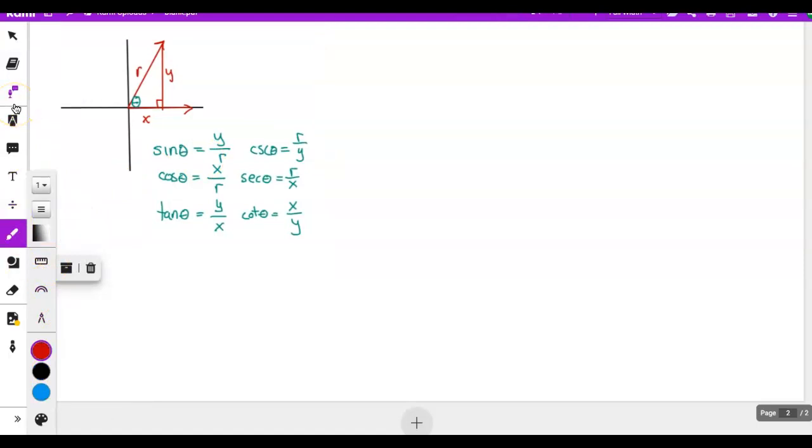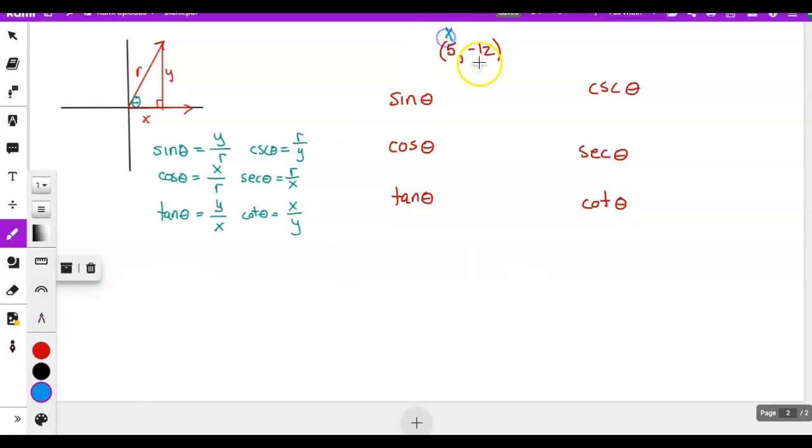I'll give you an example here. So we'll say, suppose the terminal side of an angle passes through the point 5, negative 12. And I want you to find the sine of theta, the cosine of theta, and the tangent of theta, and we'll just do the reciprocals for good measure. So I'm not going to draw this, okay? What I'm going to do is I'm going to make a table, because in an ordered pair, I know this is x and this is y, okay?